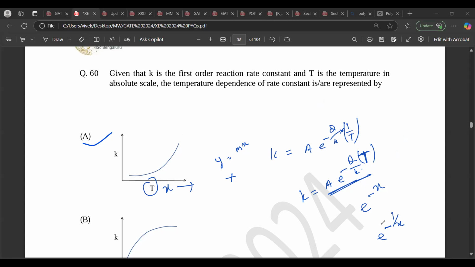So if it is e to the power minus 1 by x, then this will become exactly the reverse of this. It's not as smooth, but it is shown. Okay, so let me show you a slide in the Wikipedia page.